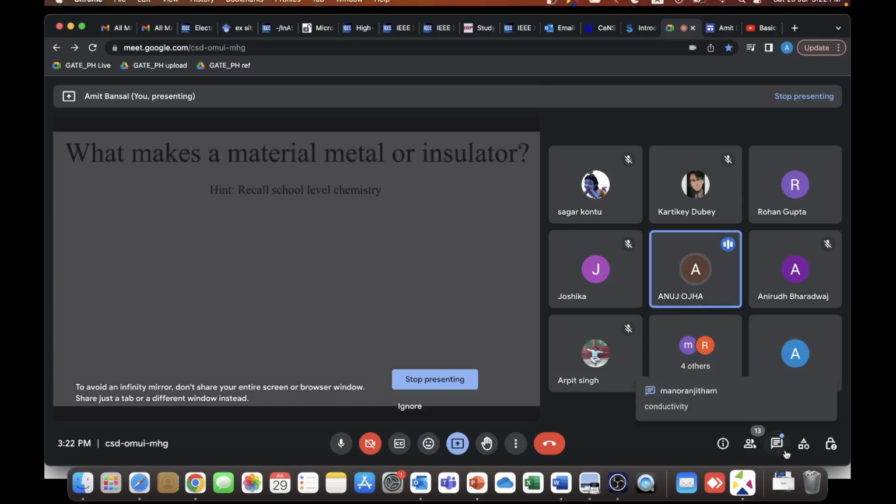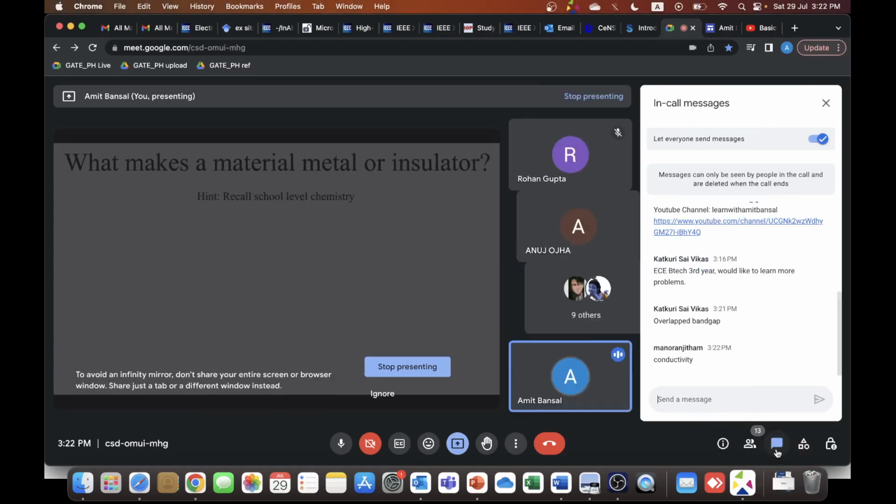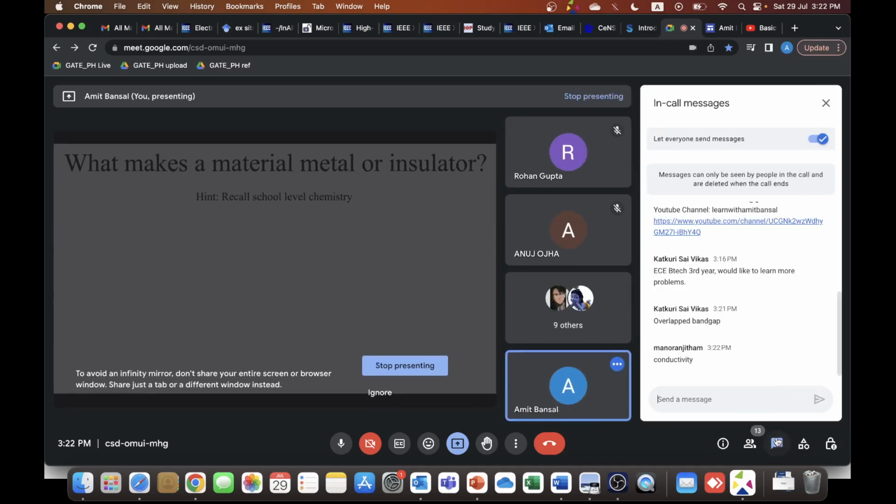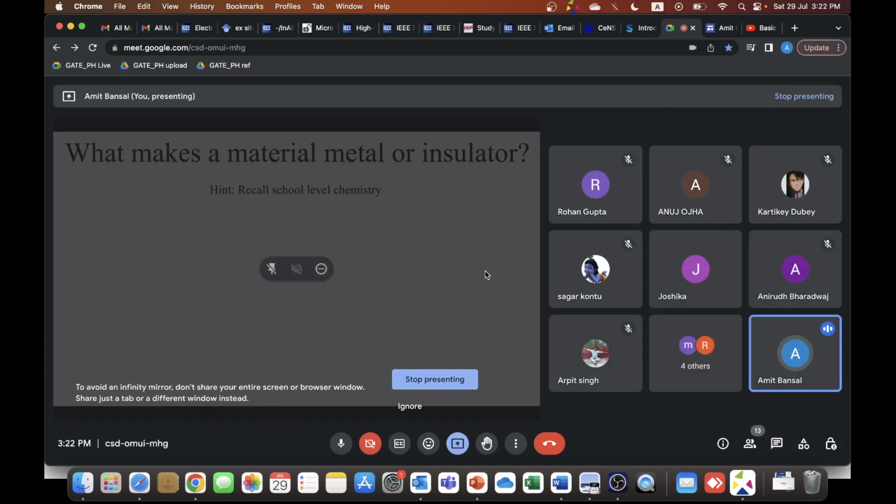Sir, when electrons can flow. Okay. One second. Please, just one by one. So Anuj. Sir, when electrons can flow in the material, this is the conductor. Okay, so it's a conductor. Very good. Someone else was also speaking. Okay, conductivity, one's option. Very good. Conductivity is correct. Yes. Any other?